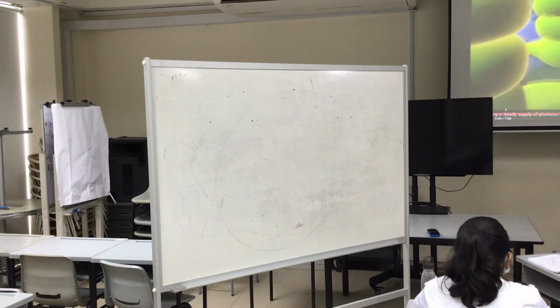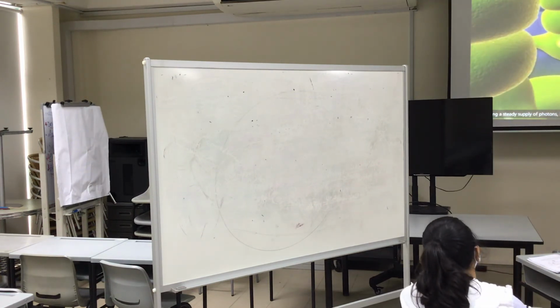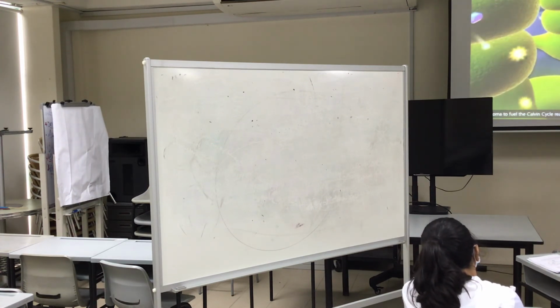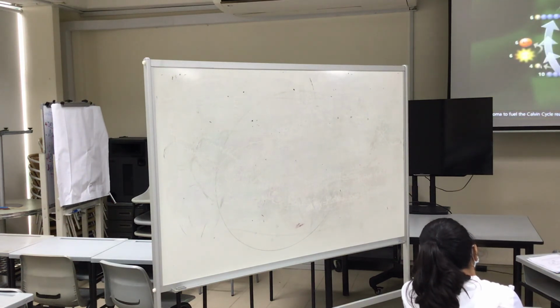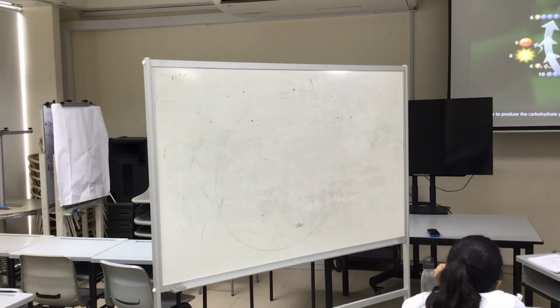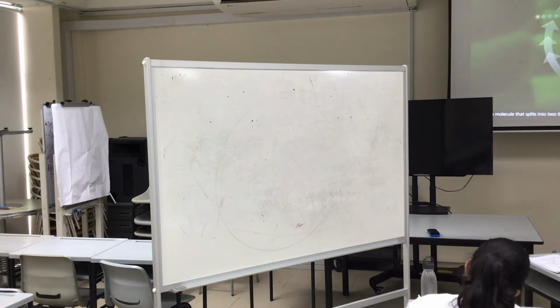When the chloroplast is receiving a steady supply of photons, NADPH and ATP molecules are rapidly being provided to the metabolic pathways in the stroma. Therefore, the ATP and NADPH formed during the light-dependent reactions are used in the stroma to fuel the Calvin cycle reactions. The Calvin cycle consists of a series of reactions that reduce carbon dioxide to produce the carbohydrate glyceraldehyde 3-phosphate. The cycle consists of 3 steps, the first of which is carbon fixation. In this step, carbon dioxide is attached to ribulose 1,5-bisphosphate, resulting in a 6-carbon molecule that splits into 2 3-carbon molecules.